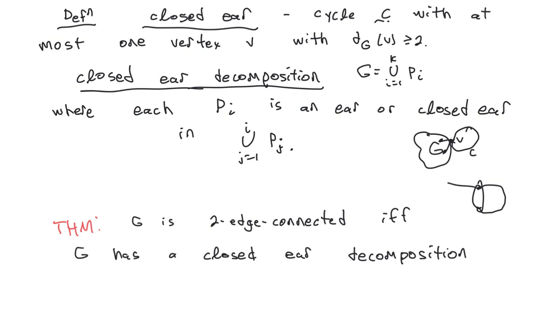But because of how ears work, that means that you have to have degree 2. So in particular, this situation is not allowed. No, wait, I mean with the path, right? Because this would no longer be a closed ear because this one vertex has degree 1 to the rest of the graph, corresponding to the fact that there's a bridge here.